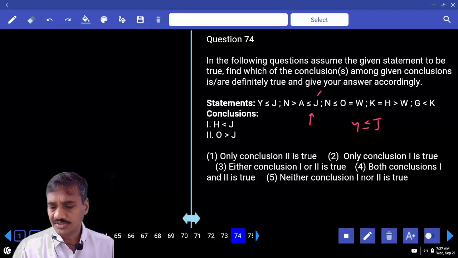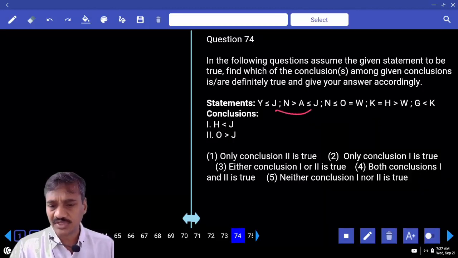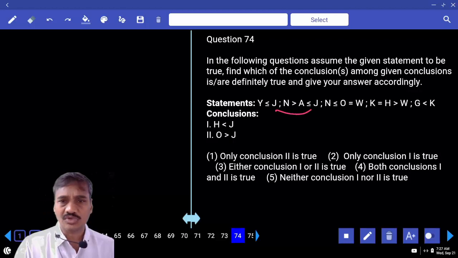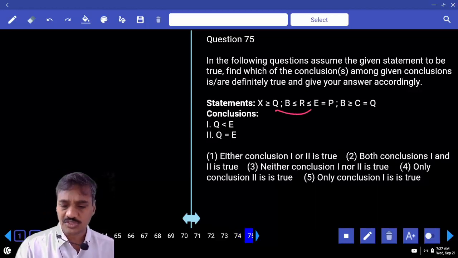And next one O and J. Now between O and J, O equals to W, J in these two places, Y and A. And here again there is no relation. Hence what is your answer? Neither 1 nor 2, choice 5.